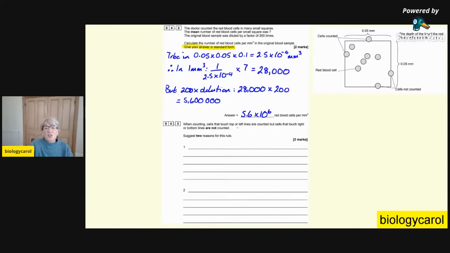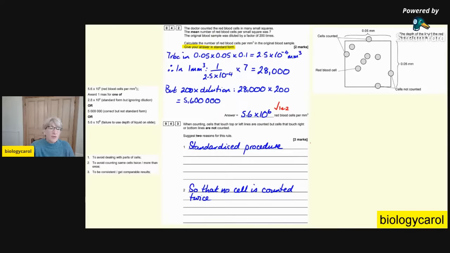When counting, cells that touch the top or left lines are counted, but cells that touch the other lines are not. Suggest 2 reasons. So I almost have a knee-jerk reaction here. My first response was, this is a standardized method so that everybody is doing the same thing. And it also very obviously makes sure that cells aren't counted twice. So hopefully that makes sense. Oh, sorry, those are my markings. So here we go.